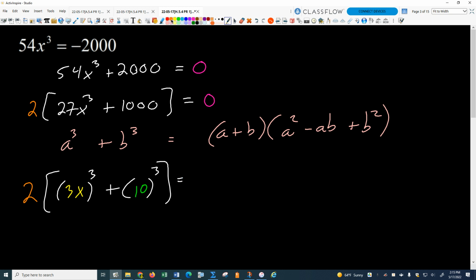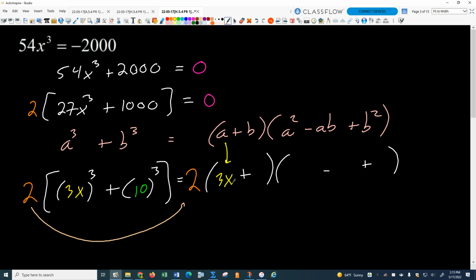So we've got our, and don't forget the 2 out front. That's a very common mistake when we're factoring. We've got to carry that 2 out there. And then what are we going to get from this factor? Okay, what's our a going to be? Well, 3x, right? Our b is 10, so there's our binomial right there. Our binomial is going to be 3x plus 10. Okay, what about the trinomial?